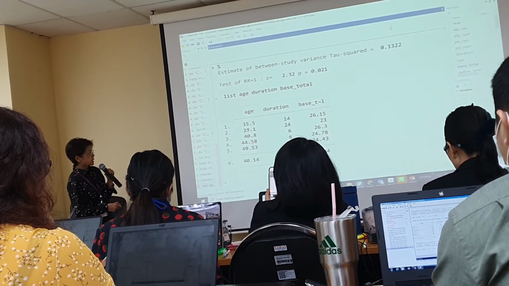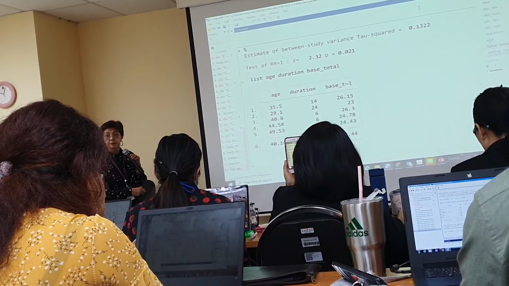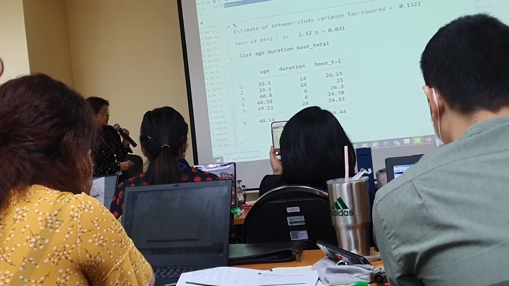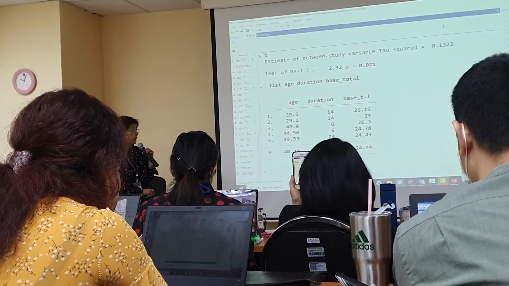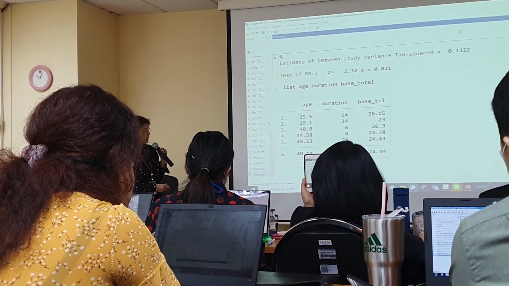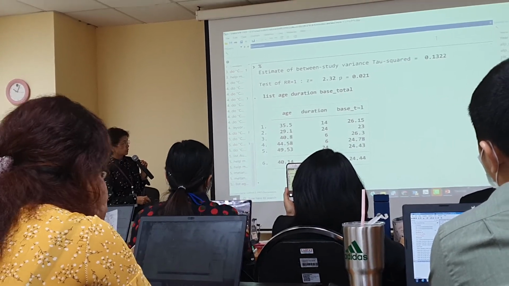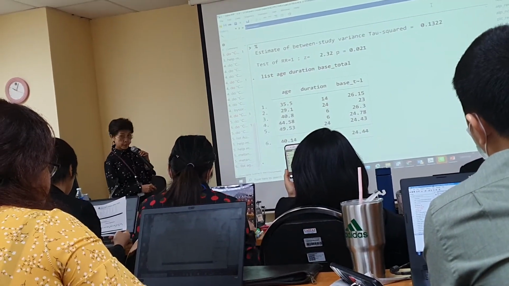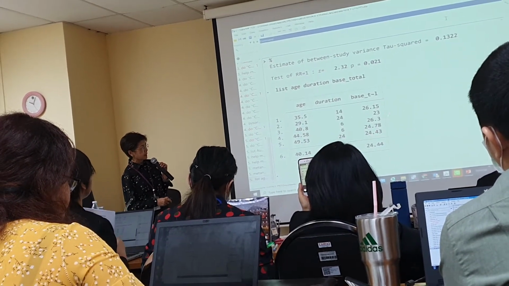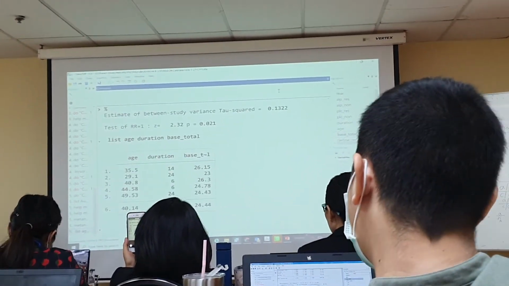So among the 6 studies, age ranges from 29 to 49. That's quite varied. So we might explore whether age is the source of heterogeneity, and the duration of treatment ranges from 6 weeks to 24 weeks. That is quite varied as well. And the baseline characteristic is not too much varied, from 23 to 26.3. So let's explore one by one.